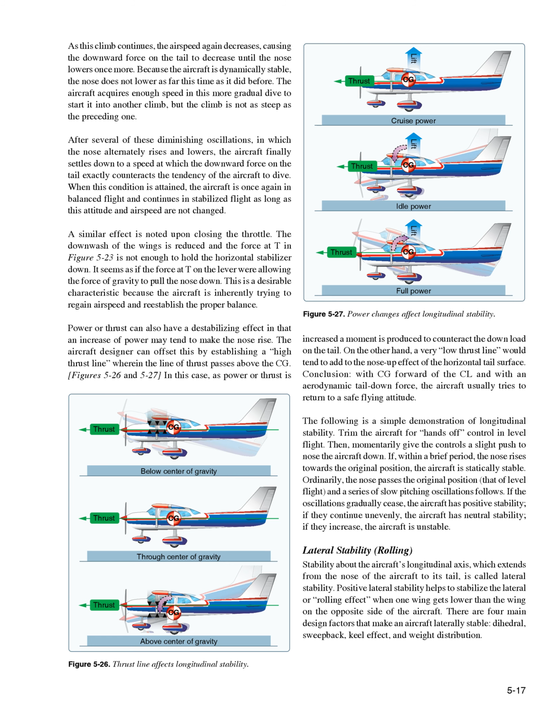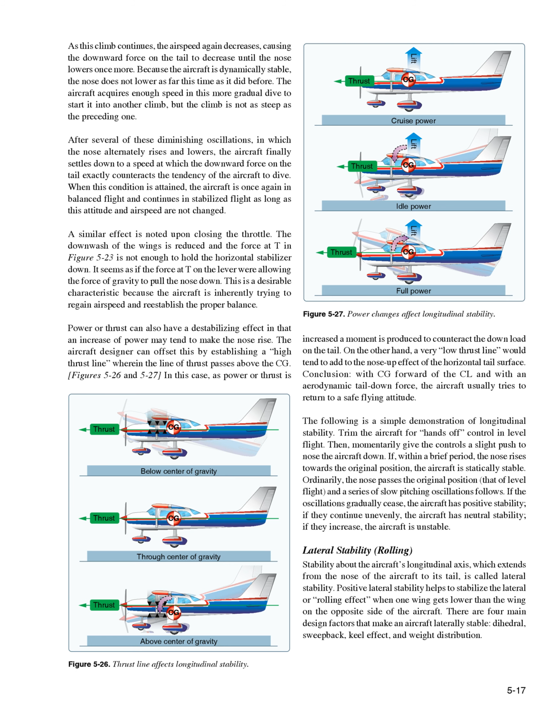After several of these diminishing oscillations, in which the nose alternately rises and lowers, the aircraft finally settles down to a speed at which the downward force on the tail exactly counteracts the tendency of the aircraft to dive. When this condition is attained, the aircraft is once again in balanced flight and continues in stabilized flight as long as this attitude and airspeed are not changed.